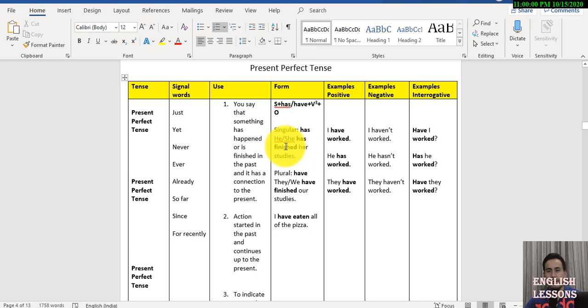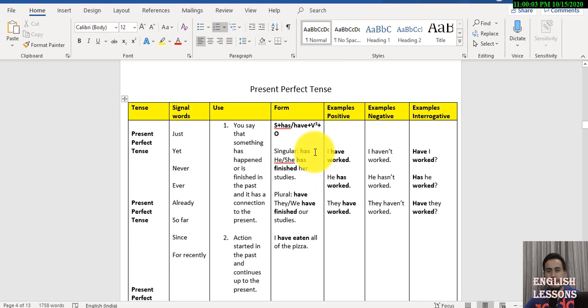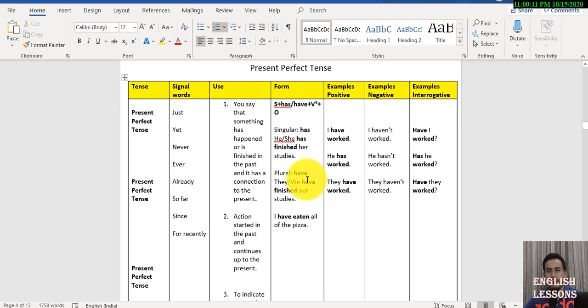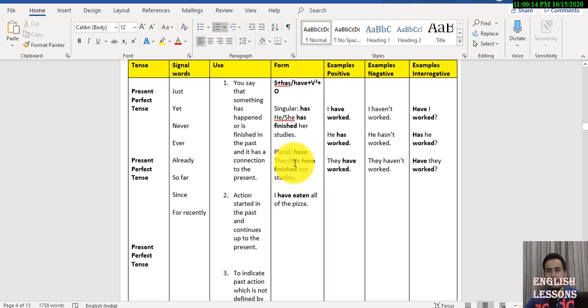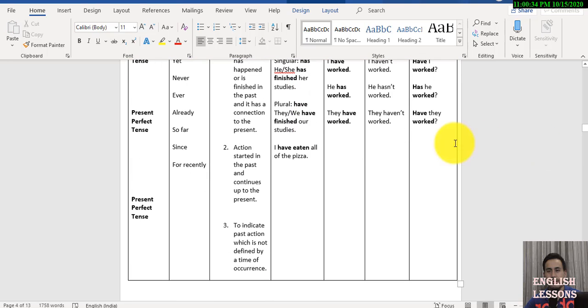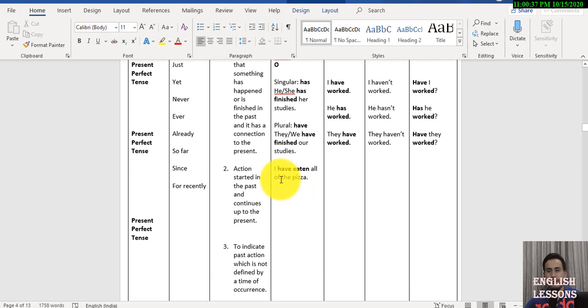For example, he has finished his studies. She has done her studies. So here you can see the third form of the verb. Plural, have. They have finished their studies. We have finished our studies. So have plus the third form of the verb, finished. That's how it is. I have eaten all of the pizza.